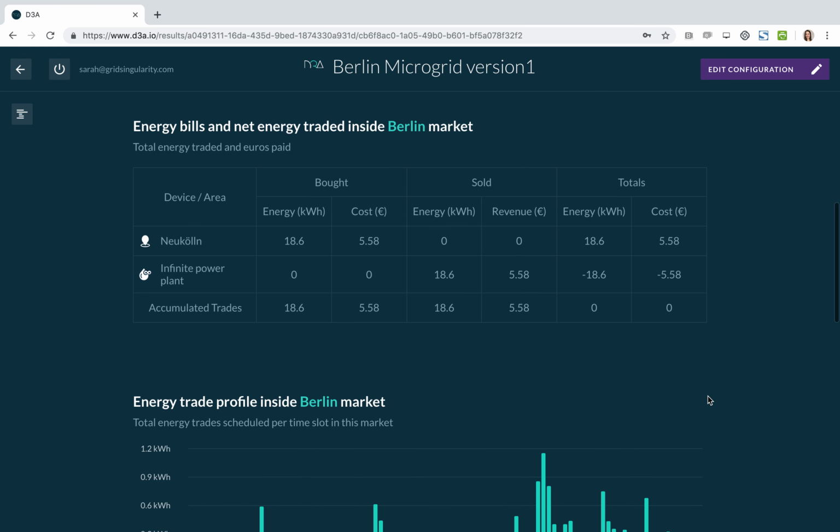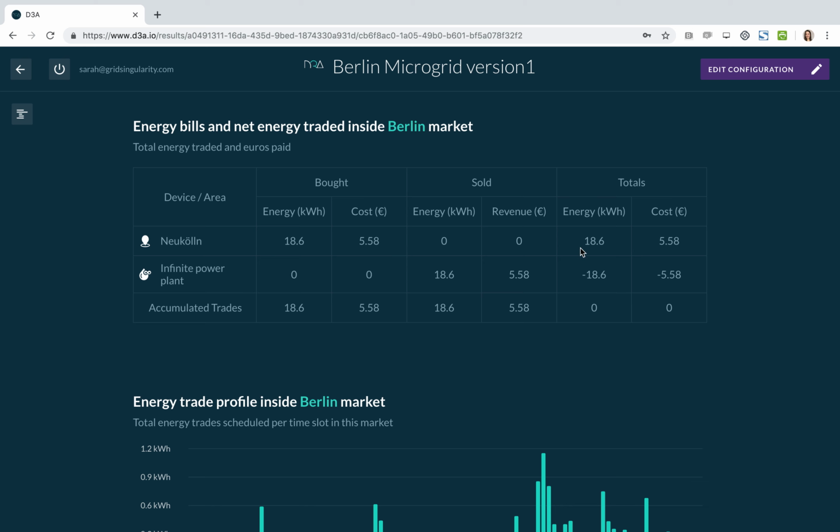Scrolling down, we can take a look at the energy bills inside the Berlin market. So we can see Neukölln, what was the total energy that it purchased and what was the cost, and then what was the total energy it sold outside of its area and what was the revenue. So here it consumed everything inside, and it bought 18 kilowatt hours from the infinite power plant, which is shown here.